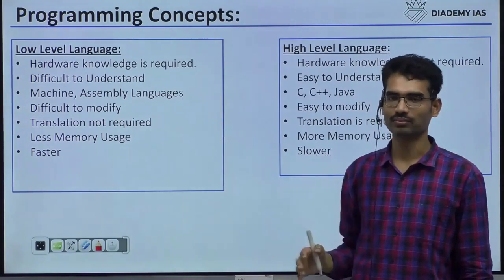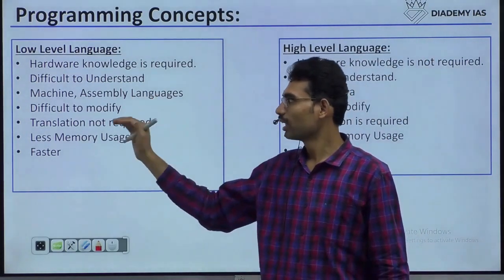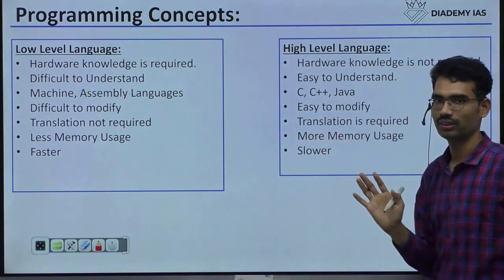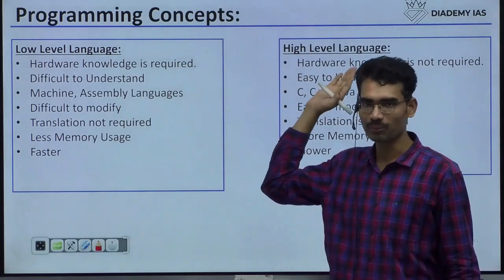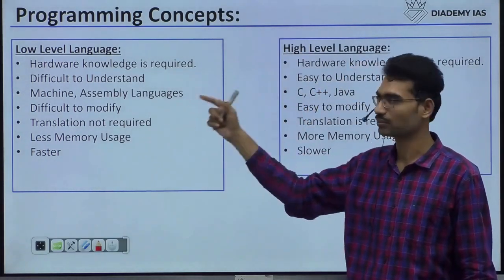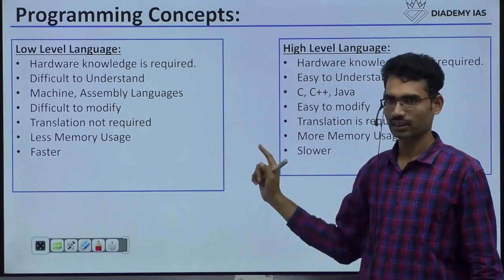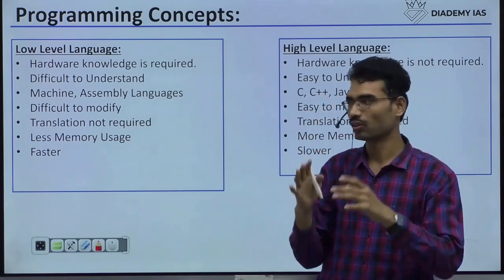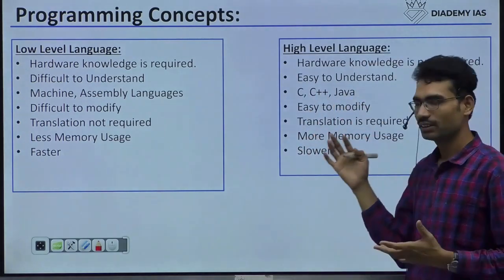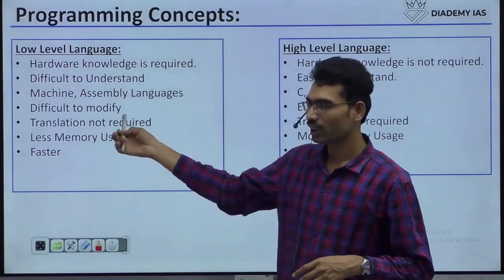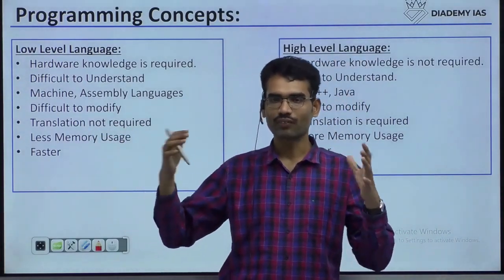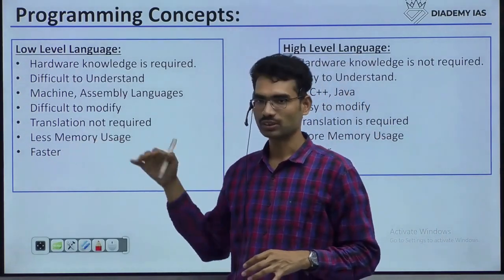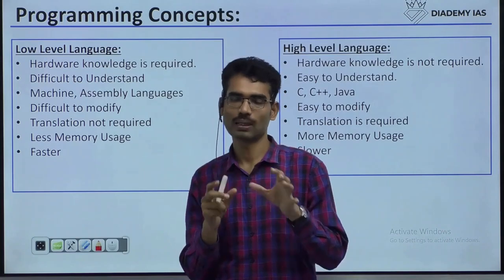Translation is not required, except for assembly language, otherwise translation is not required. Here translation is definitely required, otherwise we human beings can understand this, but machines will not understand this. There should be some kind of translator, that is either an interpreter line by line or a compiler for the entire code in one go, that is required. As is natural, here you don't require any translation, you don't require a large set of instructions, and directly you are communicating with the computer, less memory usage, with a less amount of memory you can use this.